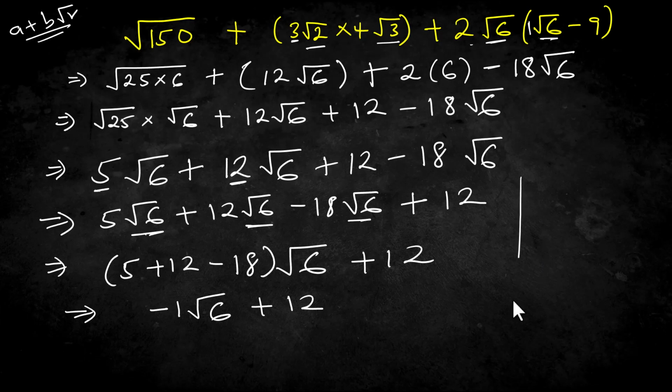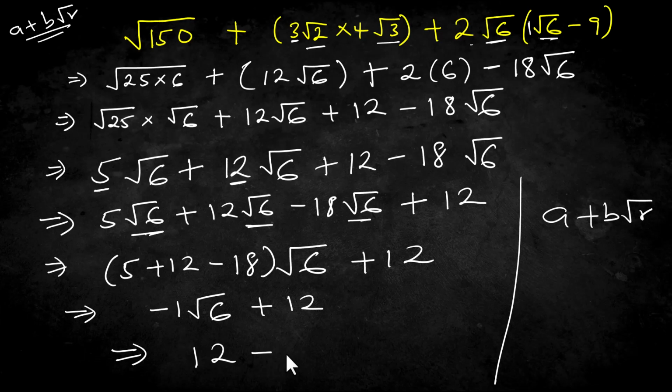So remember, we are writing our answer in the form of a plus b root r. So let's arrange this one well. So we have 12 minus root 6, 12 minus root 6 as our answer. All right.